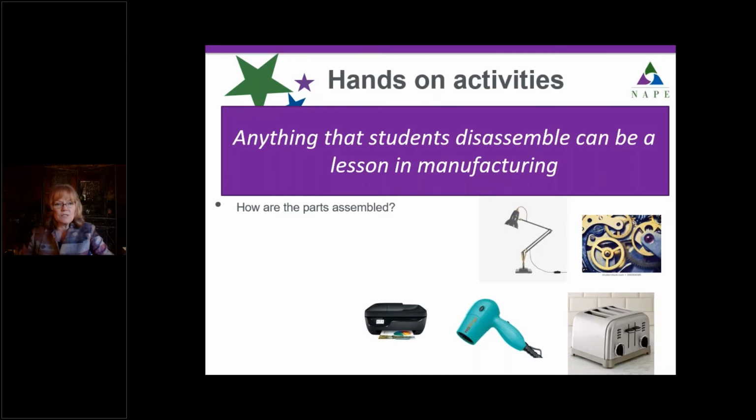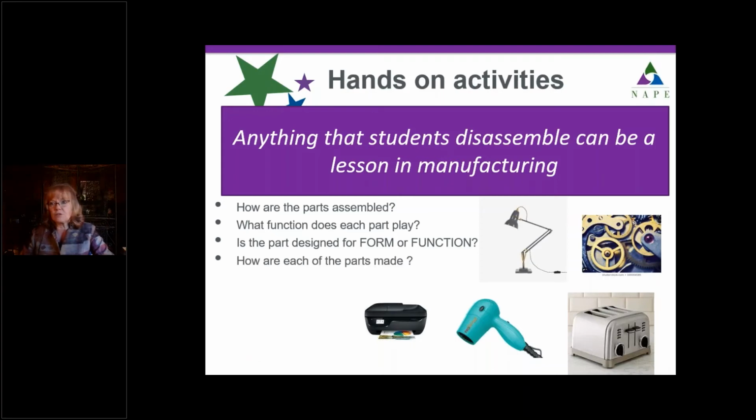So here's some more questions. In addition to how are the parts assembled, what function does each part play? Are the parts mechanical or electrical? Is the part designed for form, in other words, how it looks, or is it designed for function, how it works? How are each of the parts made? Are they mixed, cut, shaped, all those manufacturing processes that we talked about previously? You need to ask those questions about how they might be made.